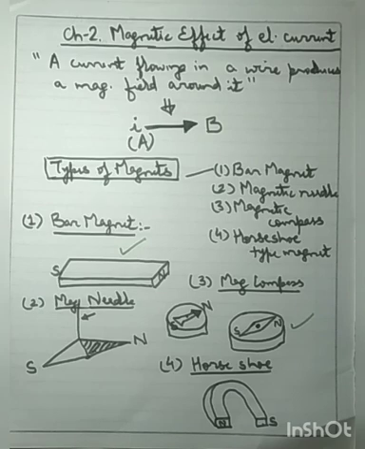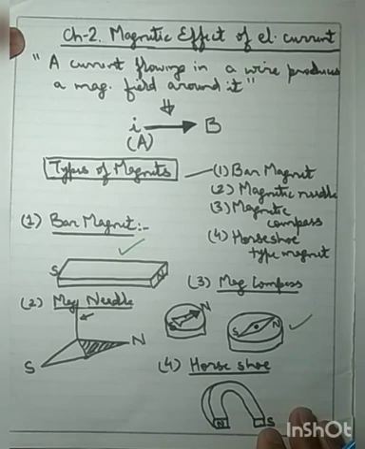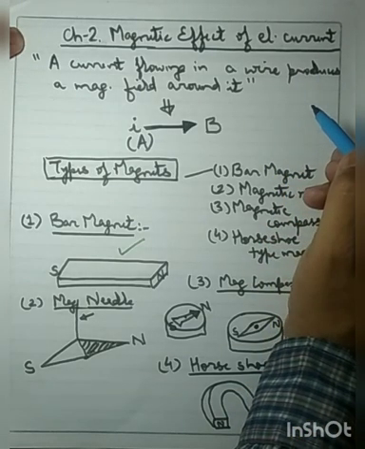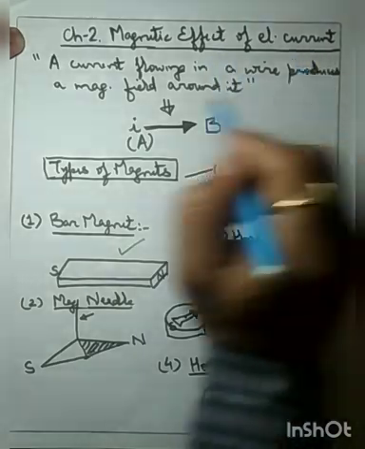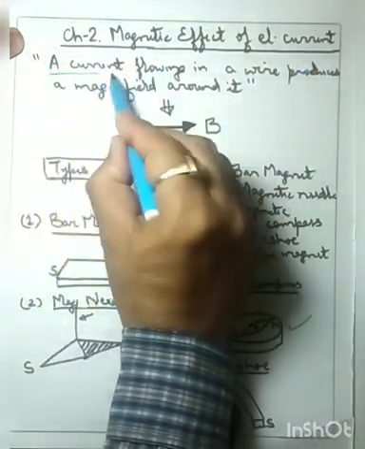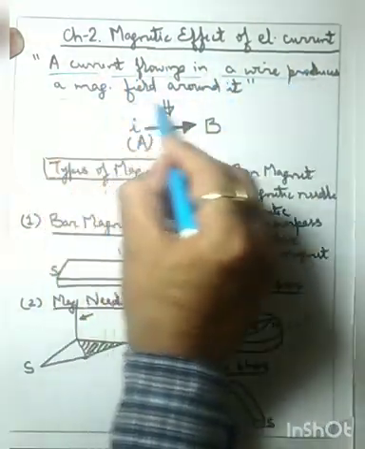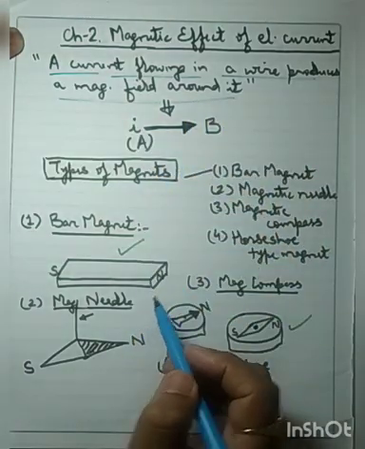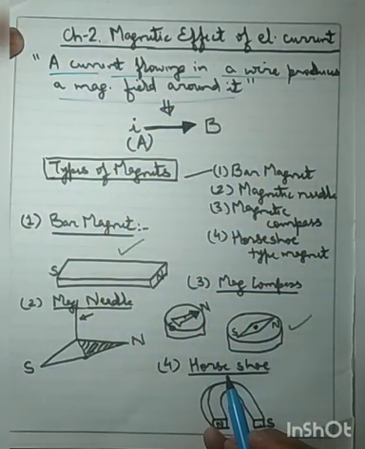Hello students, in this video we are going to start chapter number 2, magnetic effect of electric current. We must know what is the magnetic effect of electric current. A current flowing in a wire produces a magnetic field around it. This is known as magnetic effect of electric current.